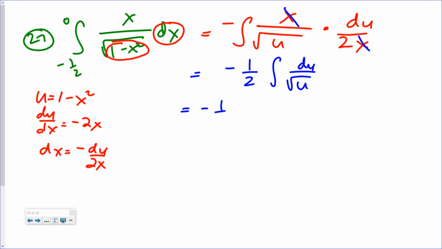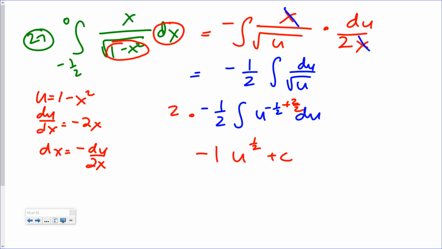Well, easy is relative, right? How can I rewrite this square root of u? U to the -1/2 du. All right, so then I'm going to add 1, divide by 1/2. Is that right? Divide by 1/2. And if I divide by 1/2, that's really the same as multiplying by 2. So on this side, this just becomes -1 times u to the 1/2 plus C. And there is my answer. That is a great answer. But it is a wrong answer.